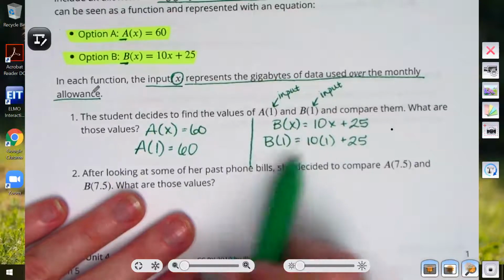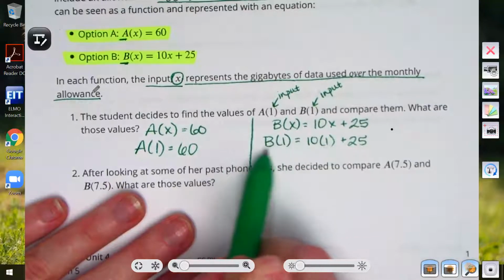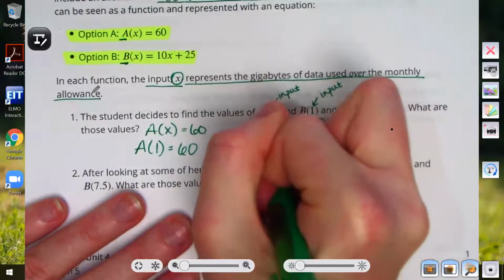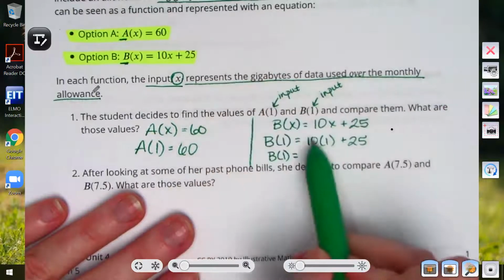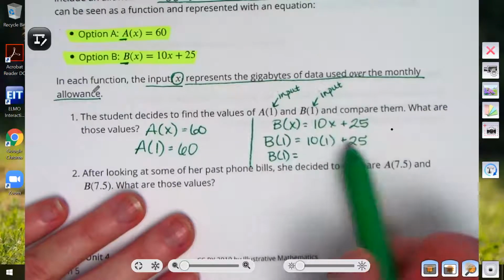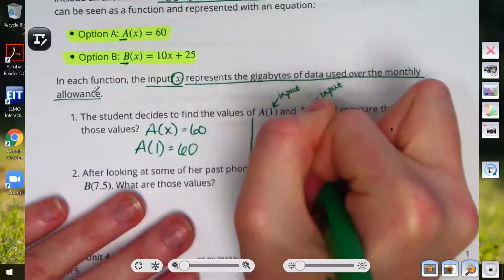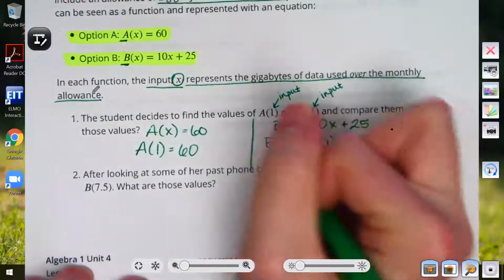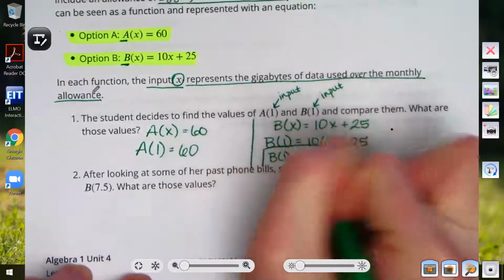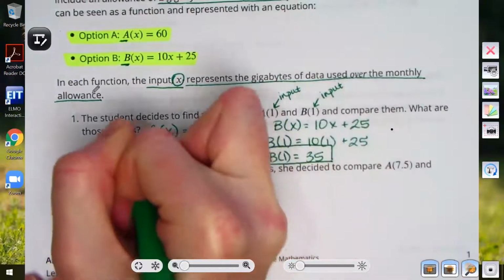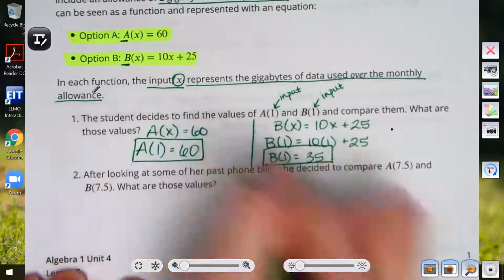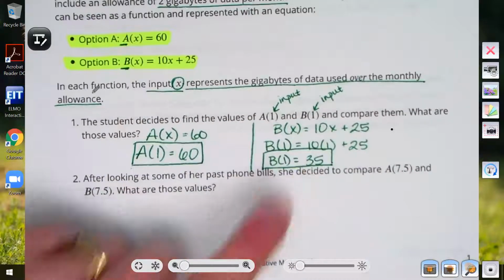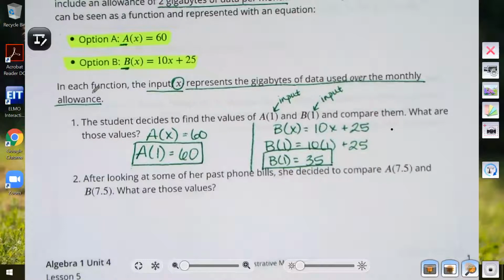All right, let's simplify it. Can I do anything to this side of my function? No, it just stays B of 1. What's 10 times 1 plus 25? 35. So if I go 1 gigabyte over my allowance, how much am I going to be paying? I'm going to be paying $35. So between the two, which one sounds better so far? B sounds better, right? If I go over, I'm paying almost half of what I would in phone plan A.